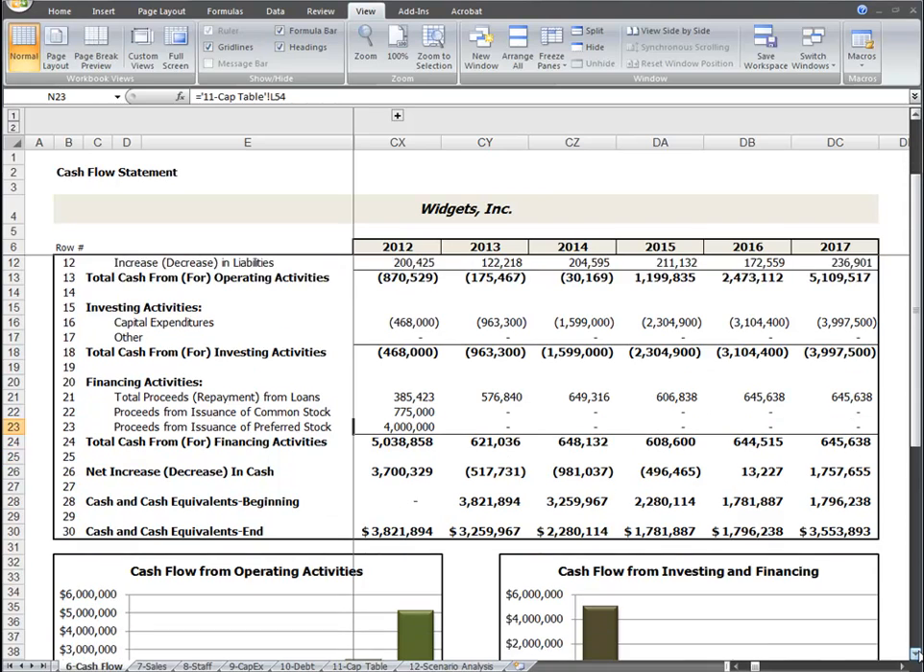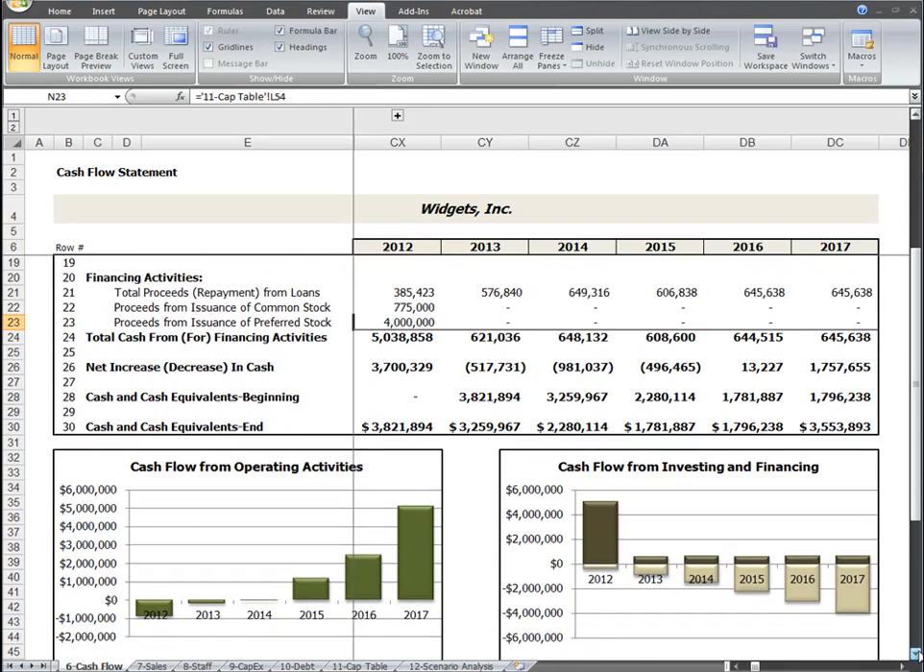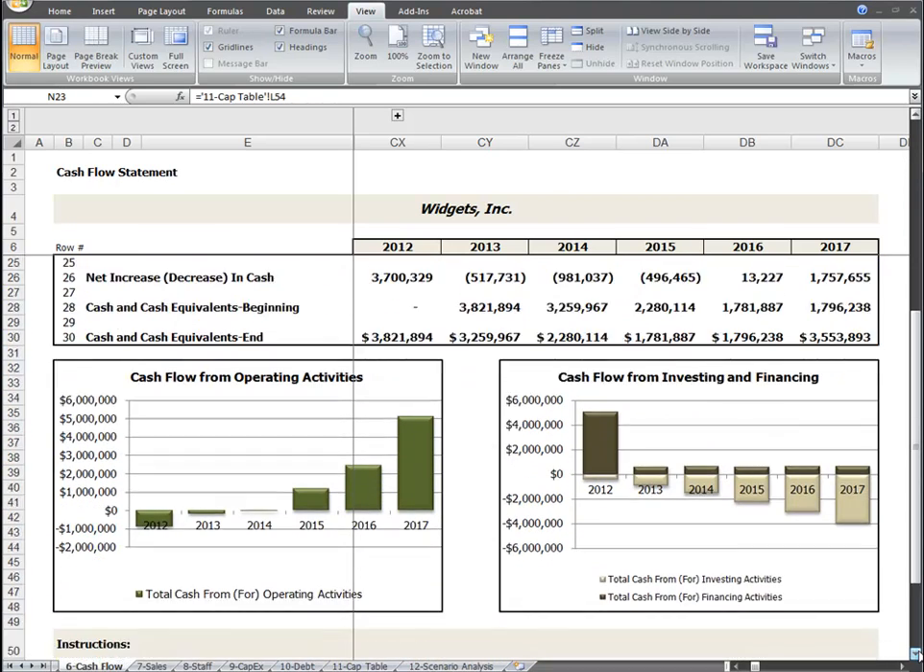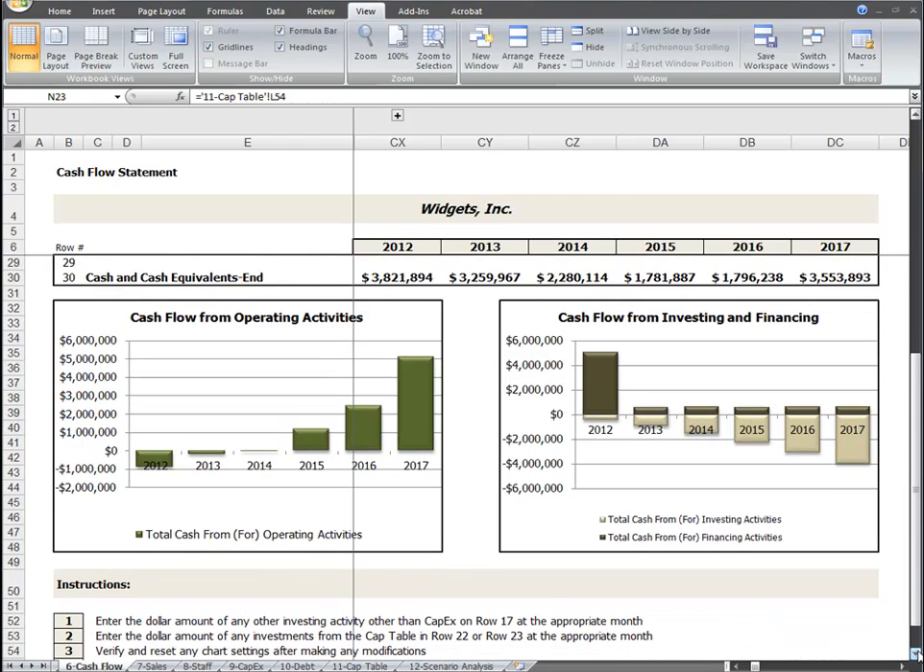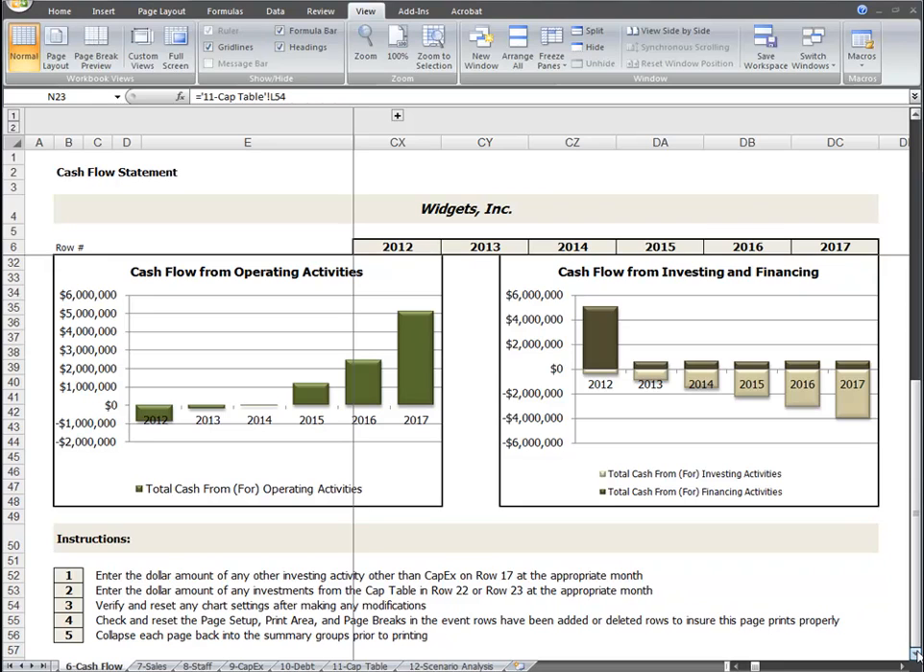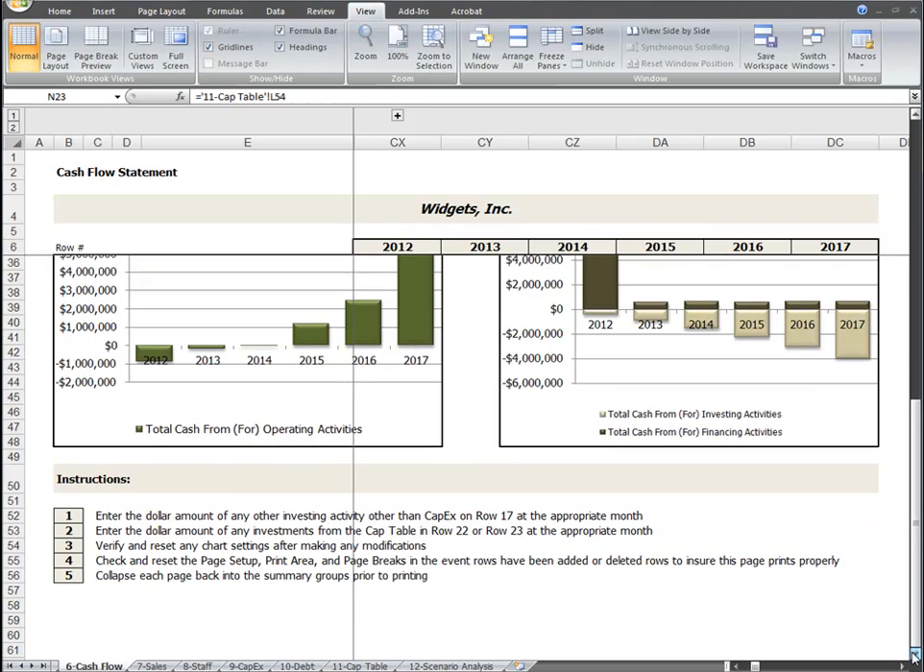All other assumptions, including debt assumptions, are on other worksheets. There are two pre-built charts below the cash flow statement that show the level of various sources and uses of cash over time. The instructions section at the bottom of the page outlines the easy steps to configure the model to fit your business plan as we just discussed.